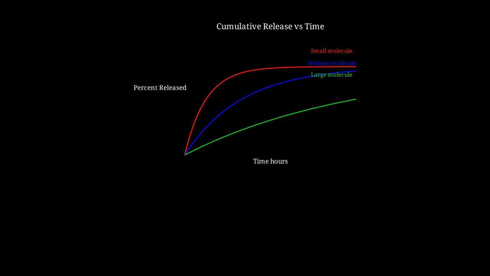This graph illustrates cumulative release profiles for molecules of different sizes. Small molecules in red are released rapidly, while large molecules in green show sustained slow release over many hours.